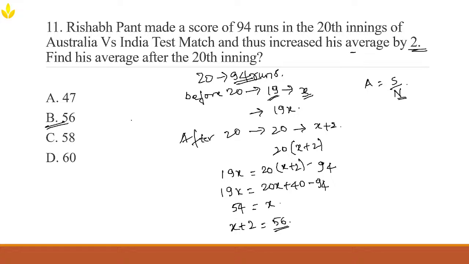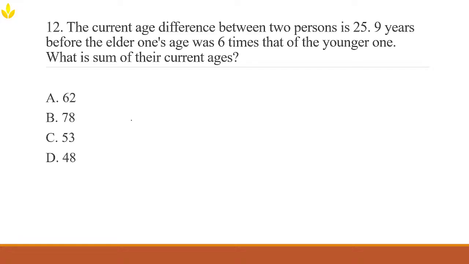Now we'll move on to the next question. The current age difference between two persons is 25. 9 years before, the elder one's age was 6 times that of the younger one. What is the sum of their current ages?